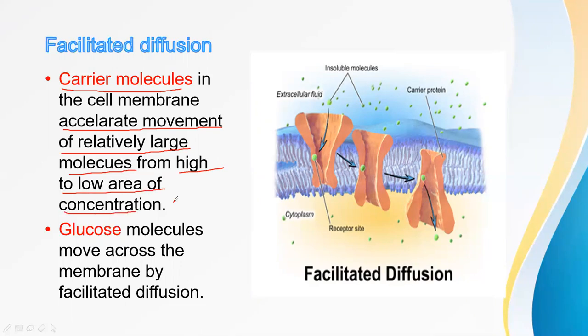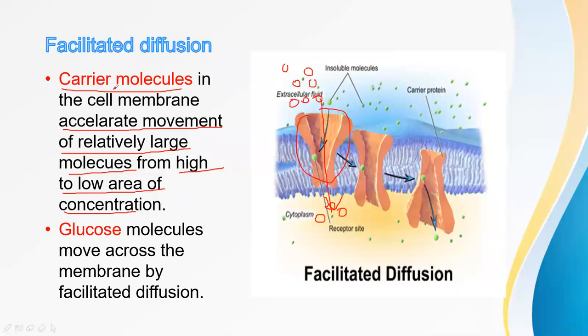of concentration. For example, let's say there is a high concentration of some ions or large molecules here, and over here there is a low concentration of the same large molecule. What happens at that time? These carrier molecules, meaning these protein molecules, catch these large molecules and help in the movement of these large molecules from high concentration to low concentration.